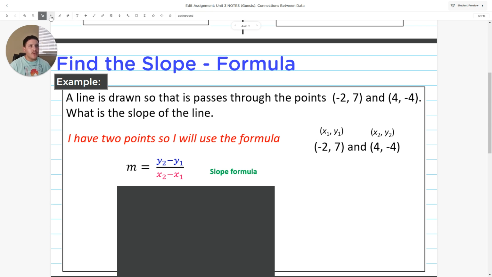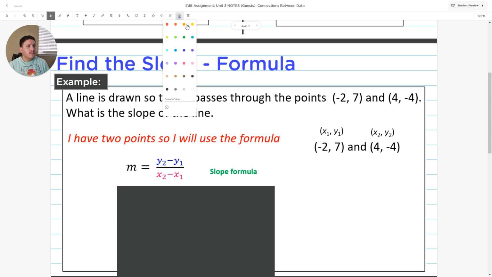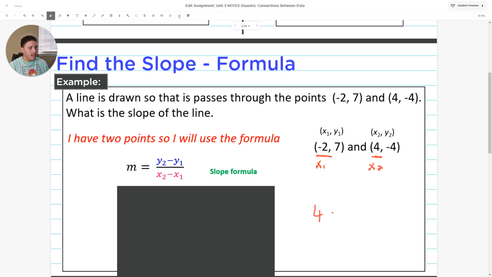Now, it doesn't really matter which one's x1, y1 or x2, y2. Typically, the first point you see, we'll label as x1, y1. The second point you see is what we'll label as x2, y2. Okay? So, now that we know what is what, this is x1, this is x2. We're going to subtract them from each other: 4 minus 2. Or, I'm sorry, 4 minus -2.